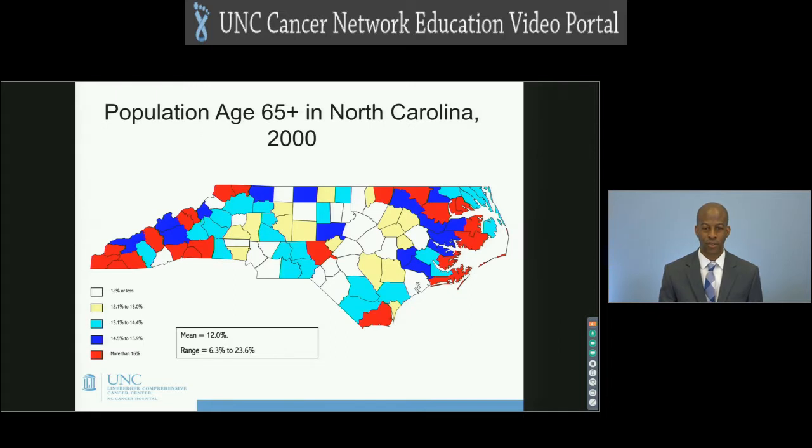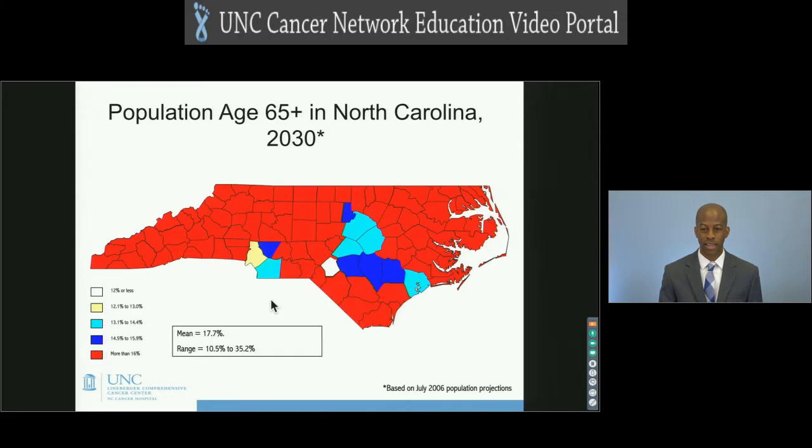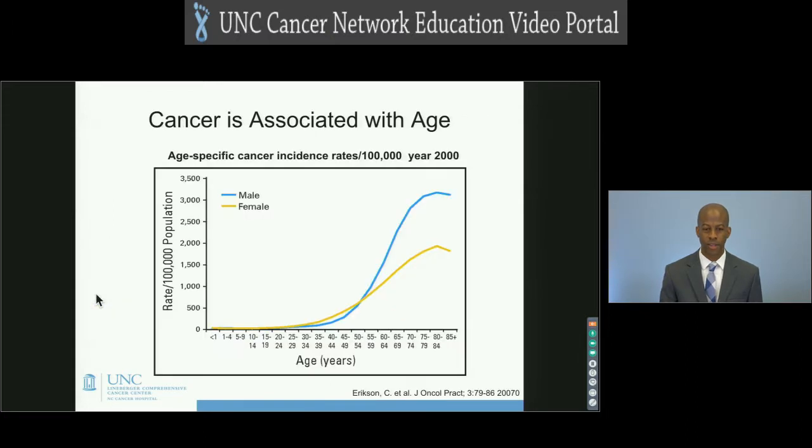And if you don't believe it's true, here are population estimates for North Carolina for patients over 65. Here represented in red in various counties are the counties where more than 16% of the population was 65 and older. This was census data from 2000. And if you flash forward to 2030, this is what the map is going to look like. So the U.S. population is aging nationwide, and certainly is in North Carolina. And so why is that an issue?